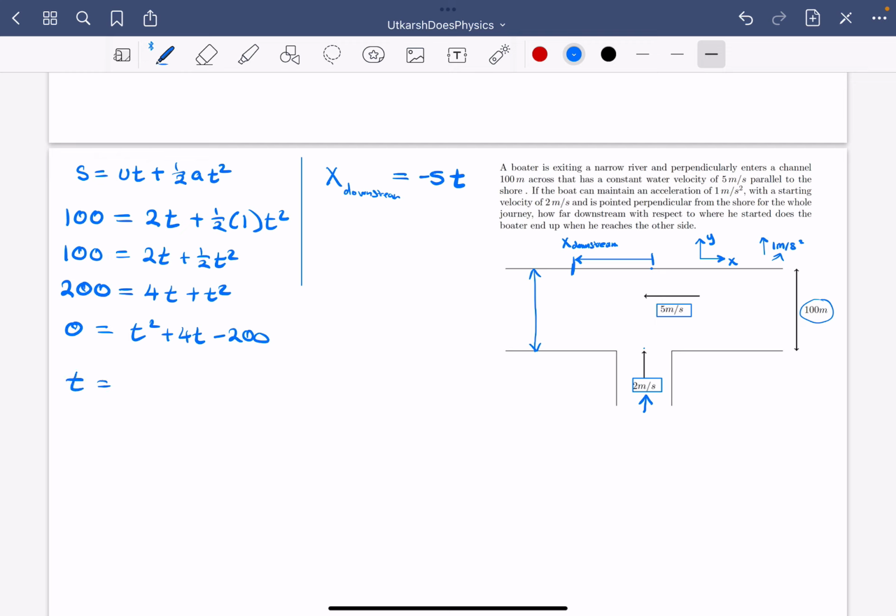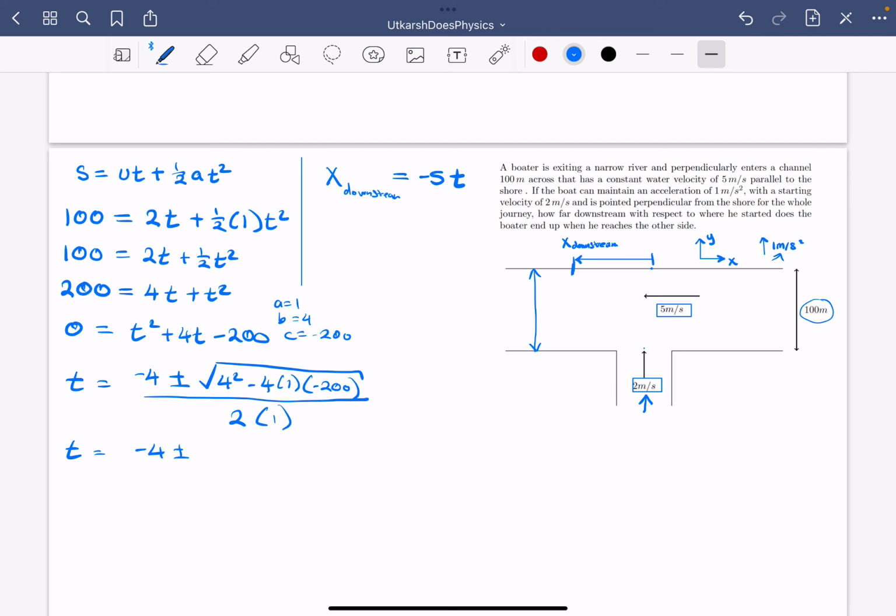So t is equal to minus b, so minus 4, plus or minus the square root of b squared, so 4 squared, minus 4 times ac. So a is 1, c is minus 200. And we're going to divide all of this by 2a, and a is 1. So just to make it more explicit here, a is 1, b is 4, and c is minus 200. So great, we have our setup here. We're just going to compute this now.